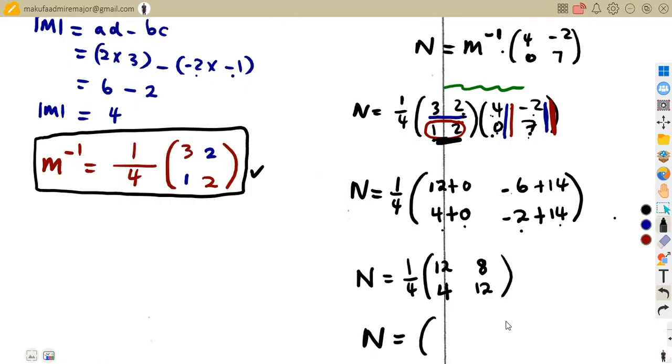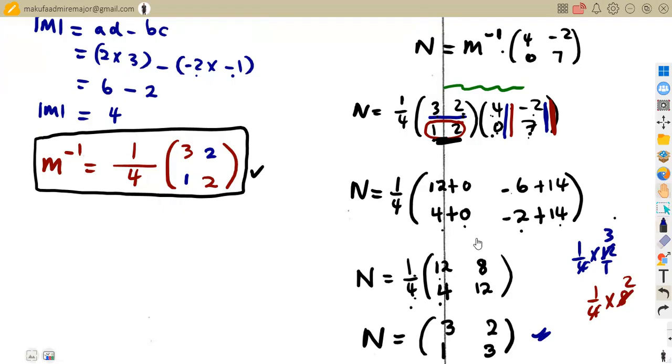is going to be given as 1 over 4 times 12. So this is simply 1 over 4 times 12 over 1. So that's 4 into 12, which is 3. So here we're going to have 3. 1 over 4 times 8, that is 2 here. So we are going to have 2. 1 over 4 times 4, that's 1. 1 over 4 times 12, which is going to give us a 3. So meaning to say our matrix N is going to be 3, 2, 1, 3. So that is how we could have expressed our matrix N from this given information.